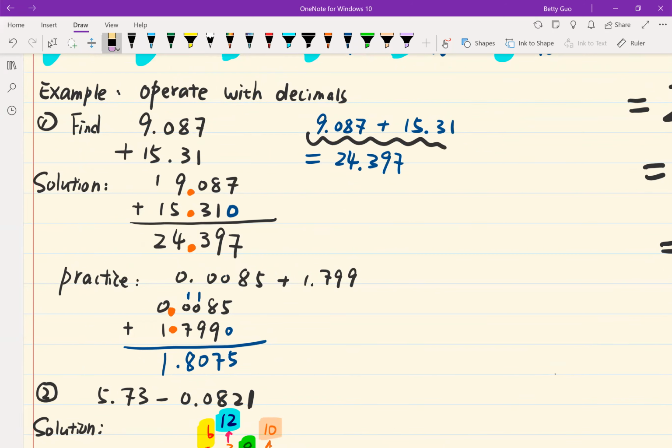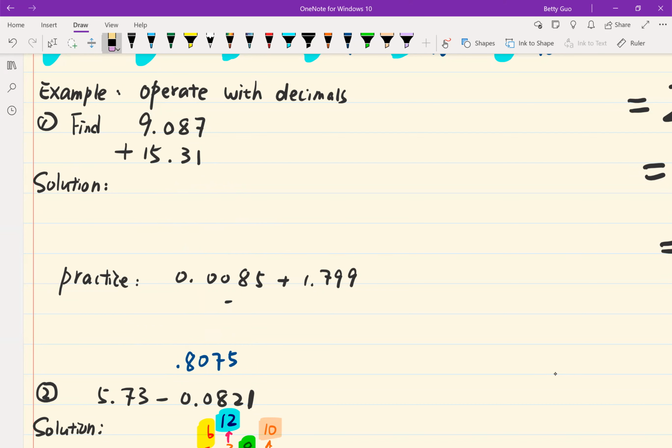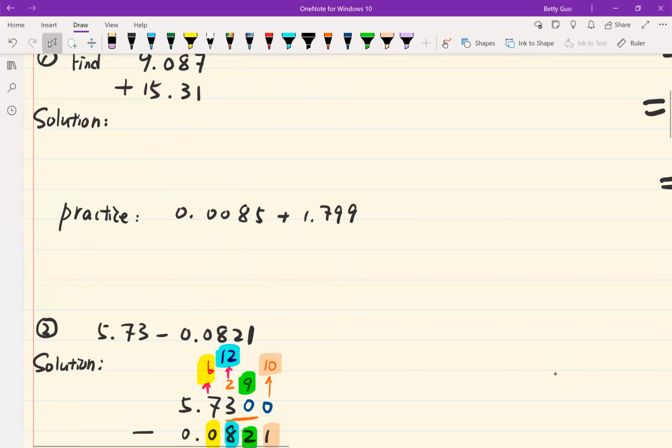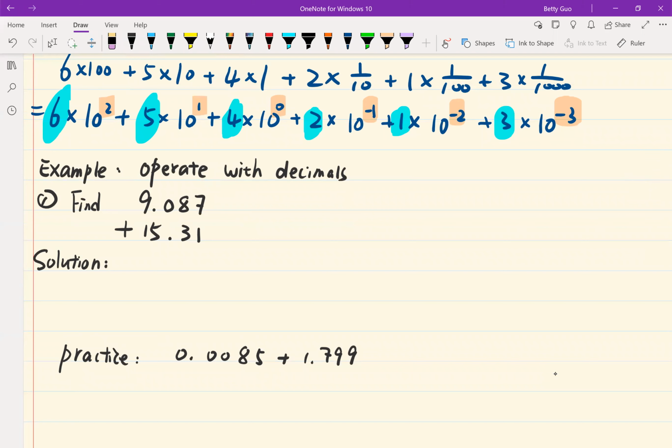We are talking about the operations with decimals. So let's see how we add decimals. I have 2 examples here. Number 1 is addition. Number 2 is subtraction. So let's look at addition first. The example is 9.087 plus 15.31.